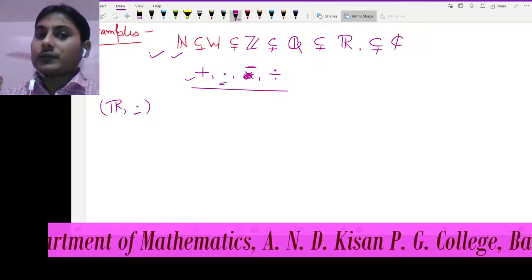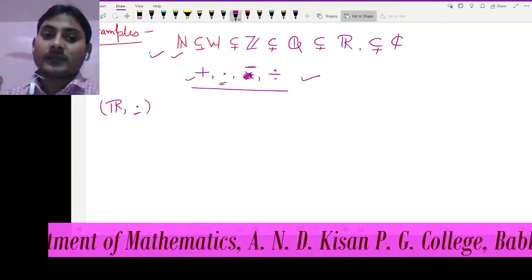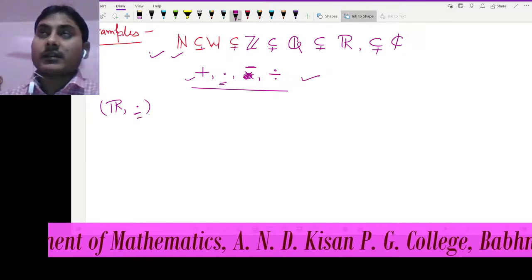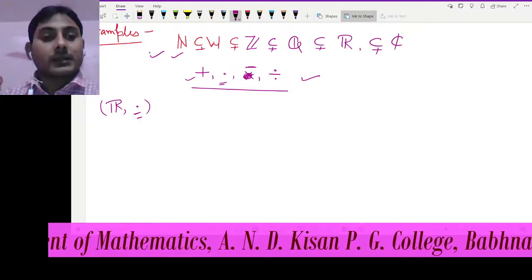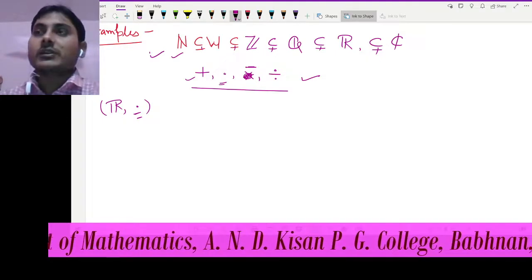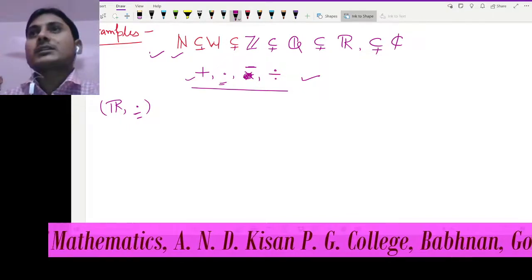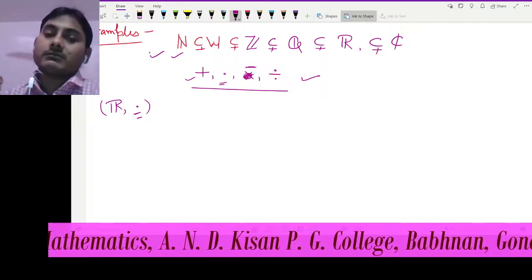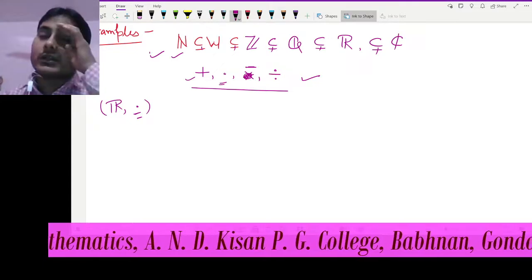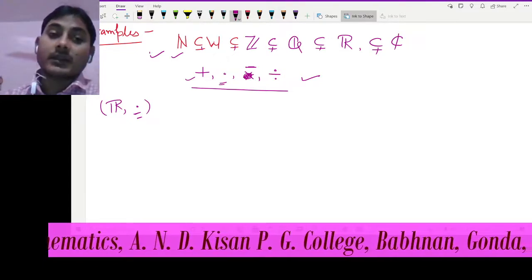Now I'm taking the usual one, which you already know. This is the usual multiplication. A product of two real numbers is a real number, so there is no issue here. So the first one is satisfied. Associativity is automatically satisfied, so there is no problem in satisfying associativity.